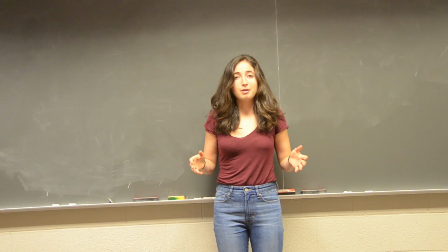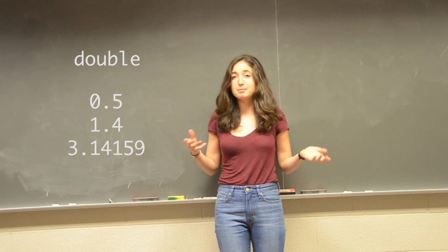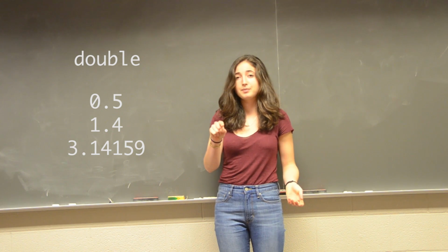3. The final type we're going to talk about is a double, and it's called a double because it takes twice the amount of memory as the type that preceded it in Java. So the only thing about a double is that it has a decimal point.